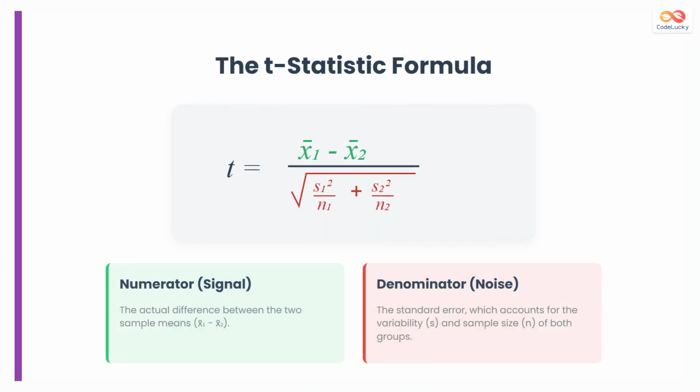Here is the formula for the t-statistic. Don't be intimidated by the math. Think of it as a ratio of signal to noise. The numerator is the signal, the actual difference between our two averages. The denominator is the noise, the standard error, which combines the variance and sample size of both groups. A larger t-value means the signal is much stronger than the noise.